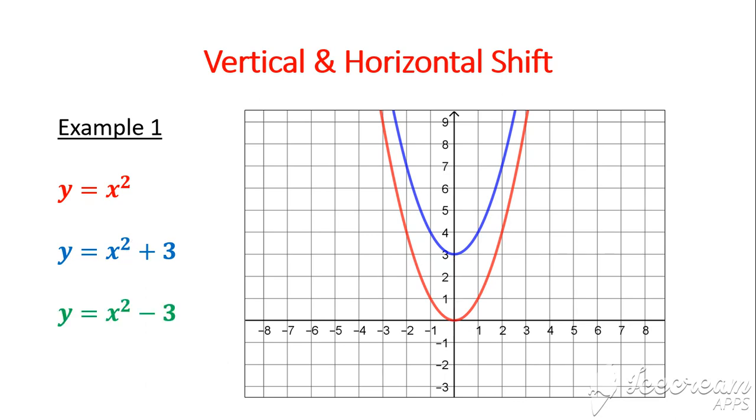If I asked you to draw the graph y equal to x squared minus 3, it's the same graph as y equal to x squared, but the whole thing is shifted down 3 squares vertically. That's what the minus 3 represents.